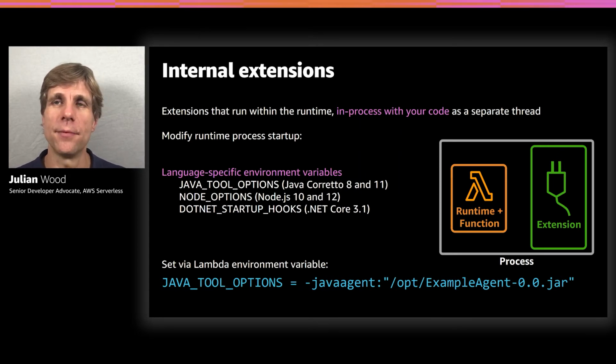Language-specific environment variables are set as part of the function configuration. And as shown here, for example, for Java, you can run a .jar file as a separate thread without modifying your function code. Internal extensions can also be used to auto-instrument your code in this way.